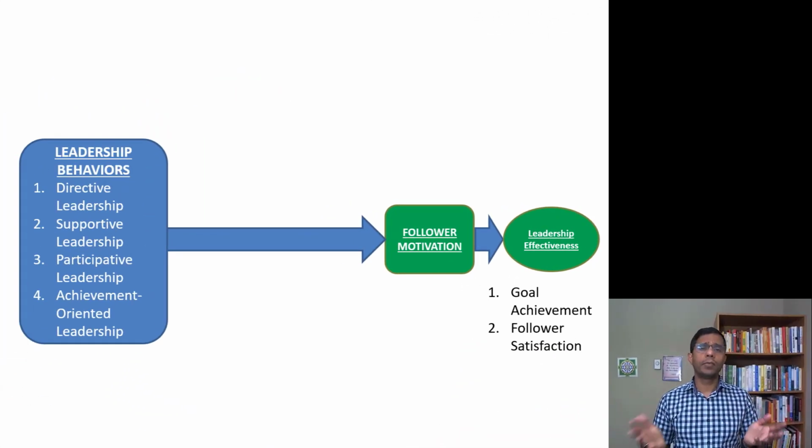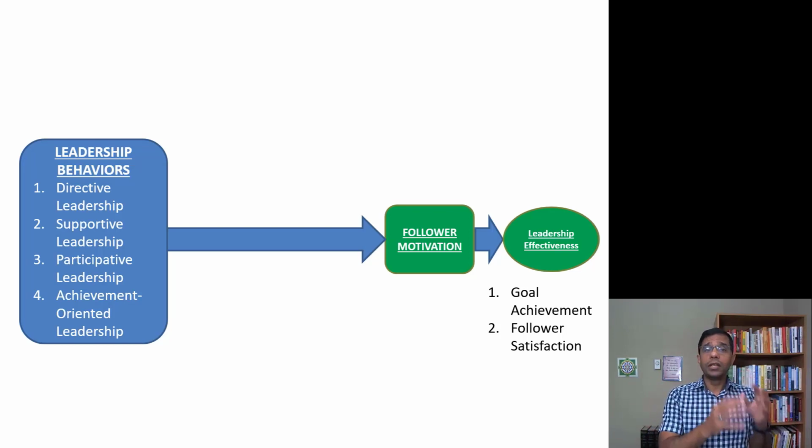Going back to the diagram that I had before, we have the 4 leadership behaviors that impact follower motivation. That is the goal of all leadership behaviors, to enhance follower motivation. If followers are motivated, they will accomplish tasks, they will be appropriately rewarded, and consequently they will be satisfied. So that is how we measure leadership effectiveness anyway.